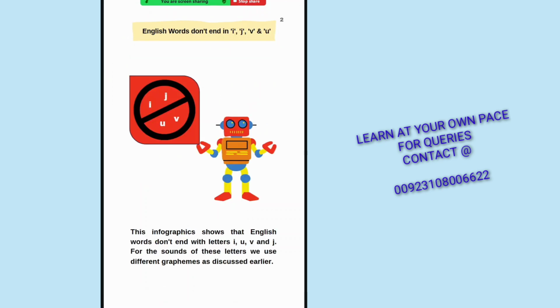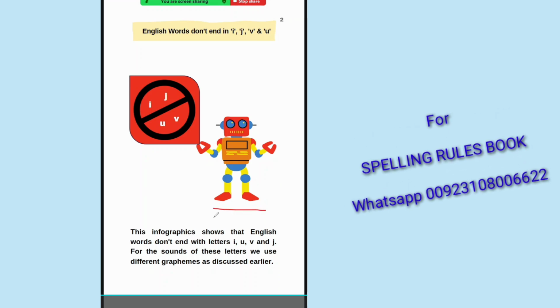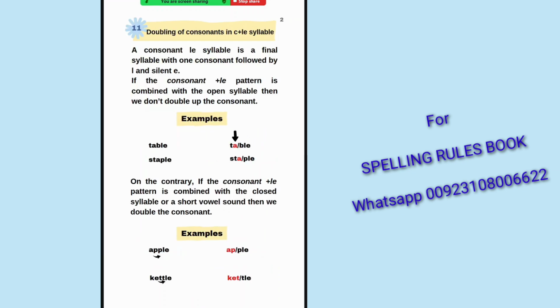Here is a simple infographic. Look at this simple robot. What is he telling us? No. Be careful. Don't put the letter I, J, U and V at the end of English words. Just keep this robot in your mind, and you will get to know this rule.